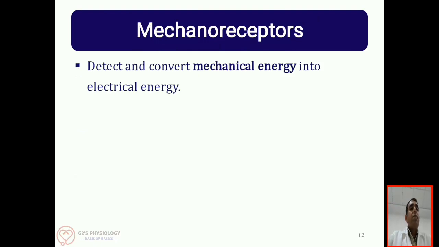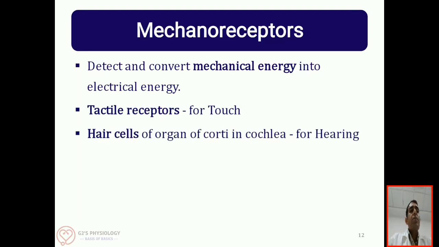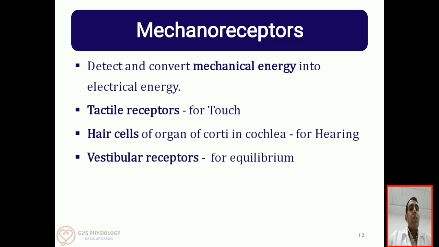Mechanoreceptors detect and convert mechanical energy into electrical energy. Mechanical stimulus means touch, pressure, vibration, pinching, crushing, bending, stretching. These are all mechanical stimuli, and this change is recognized by a particular receptor, और ऐसे receptor को हम बोलेंगे mechanoreceptors. Examples are the tactile receptor for touch, and the hair cell of the organ of Corti in the cochlea for hearing. जैसे sound आएगा hair cell bend होगा, and this bending is a mechanical stimulus. One more is the vestibular receptors, for equilibrium.